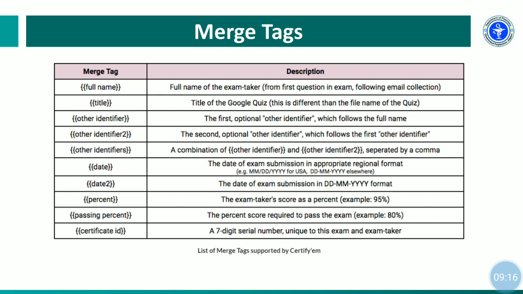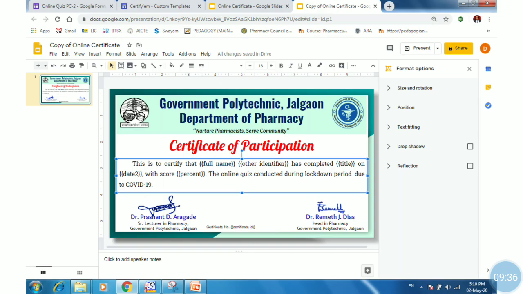So you have to use two curly brackets for inserting the required information of the exam taker, such as full name, title, other identifier, date, percentage, passing percentage and certificate ID. This list of merge tags is available on Certify M. So just provide the certificate text in such a way that you use the proper merge tags.